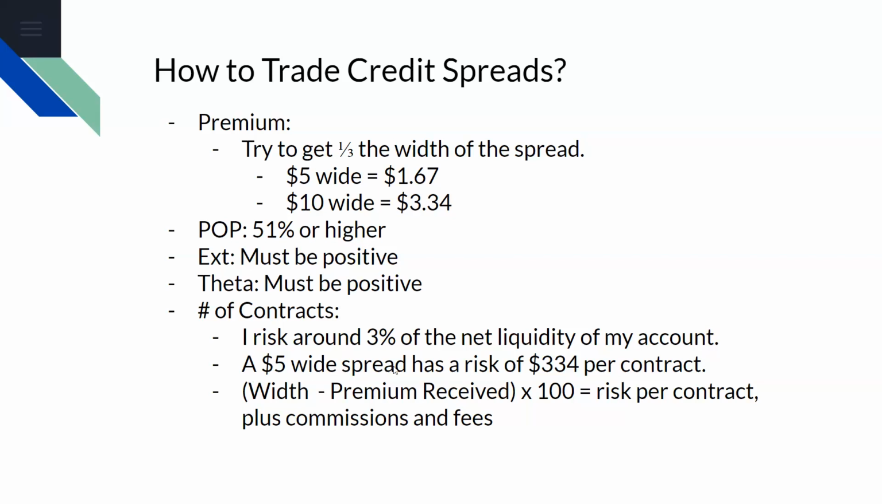So on a 5 wide spread, if we get our $1.67, it's going to have a risk of $3.34 per contract. All that is the width minus the premium received, multiplied by 100, and that gives you your risk per contract. You do, of course, have commissions and fees on top of that. But that is how I calculate my risk. So if you have a $10,000 account, I would trade 1 contract. If I have a $100,000 account, I would be trading 10 contracts. And that would put me at around 3% risk of my net liquidity.